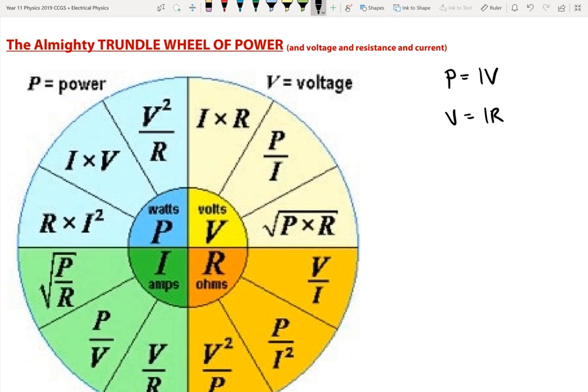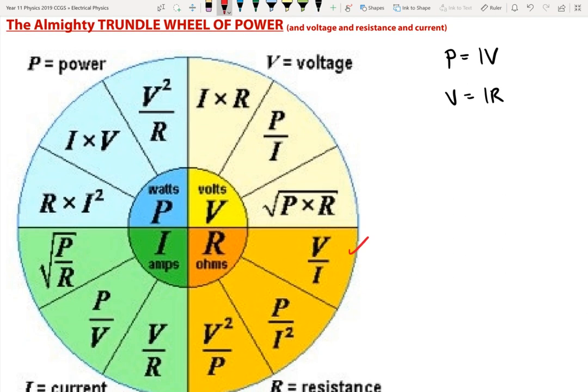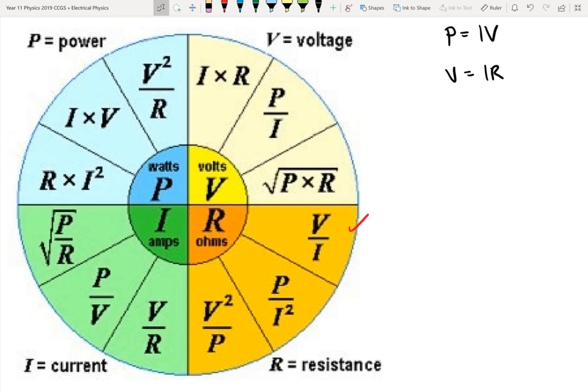Now, Ohm's law is already there on our almighty trundle wheel. So if I said R equals V on I, that's Ohm's law. Tick, done. If I looked for V equals IR, there it is. There's Ohm's law. I equals V on R, there's Ohm's law there.